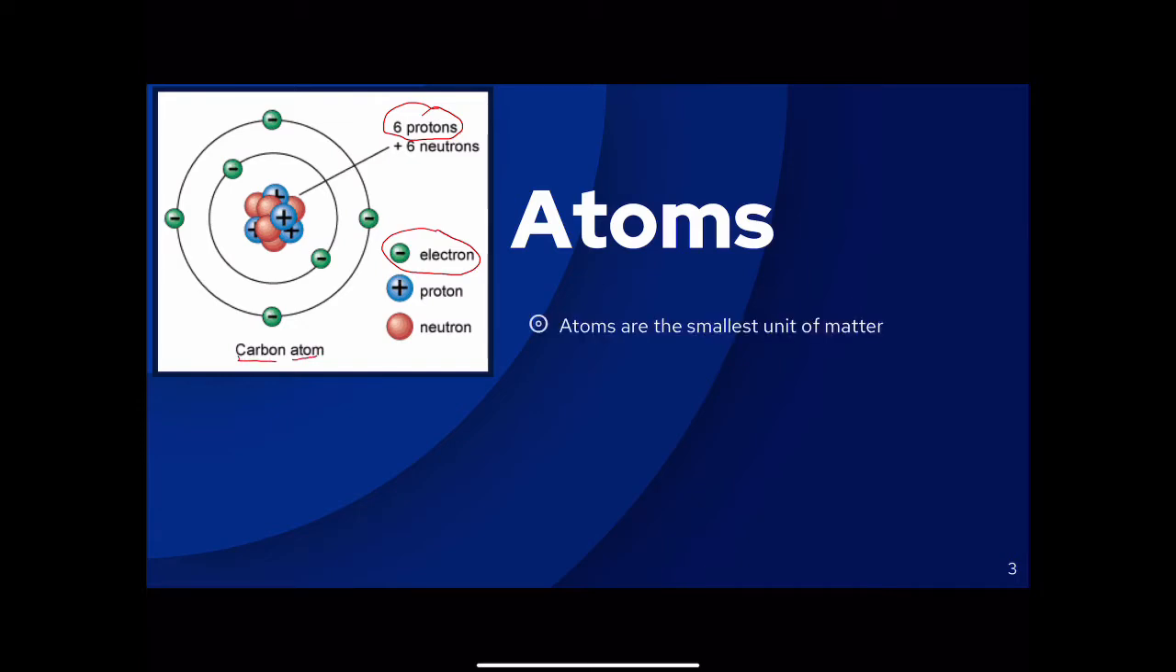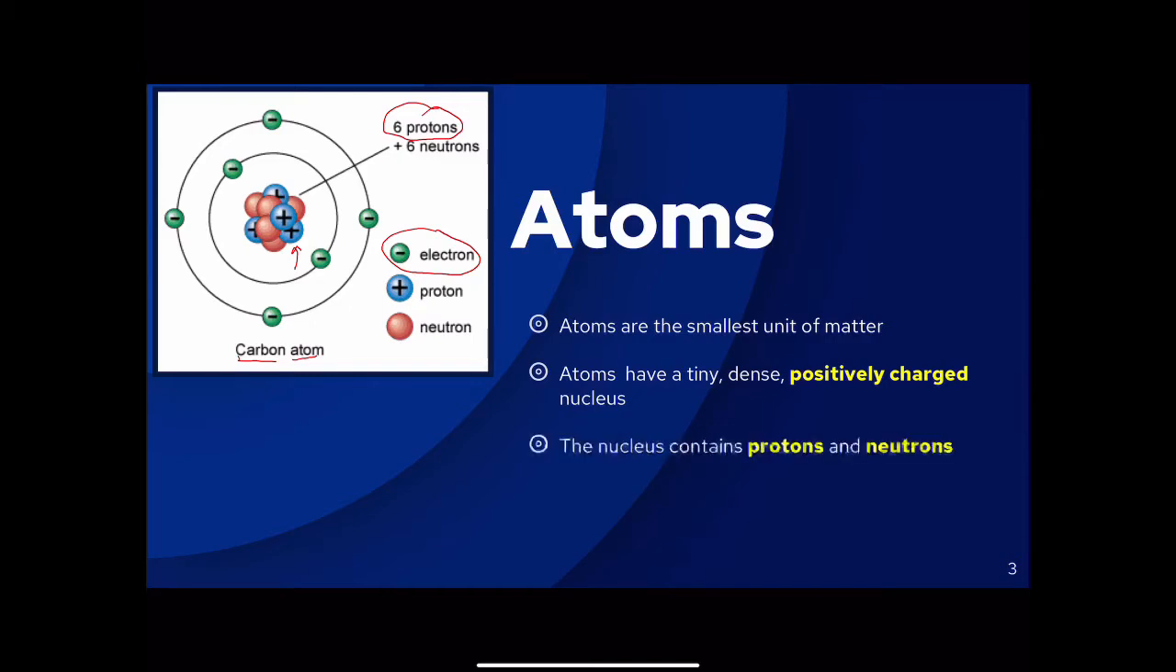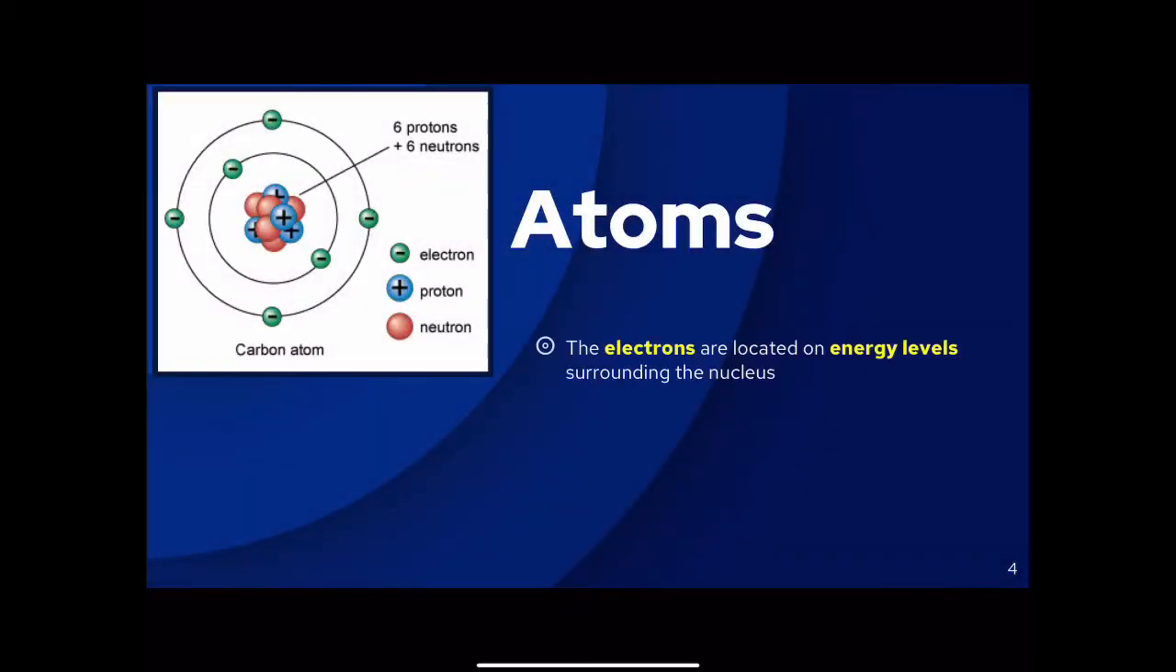Atoms are the smallest unit of matter. They have a tiny, dense, positively charged nucleus. So if you take a look at the nucleus that's pictured here, you'll notice the only charges present are positive charges. So the nucleus for any atom is always positively charged. The nucleus not only contains protons, but it also contains neutrons. On the outside of the nucleus, we have electrons located on energy levels. We also call that region the electron cloud, and that surrounds the nucleus.